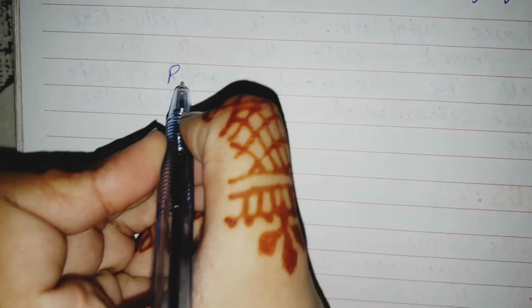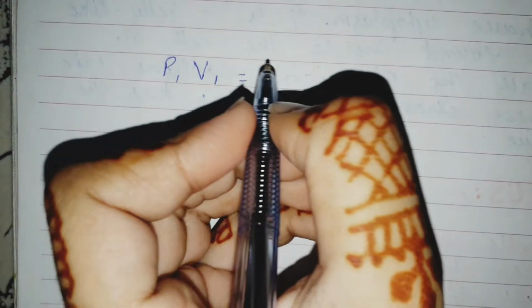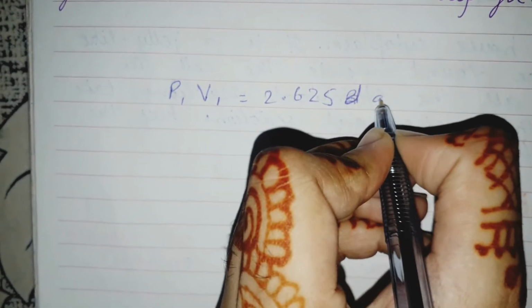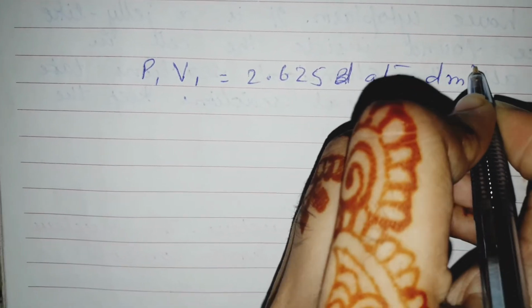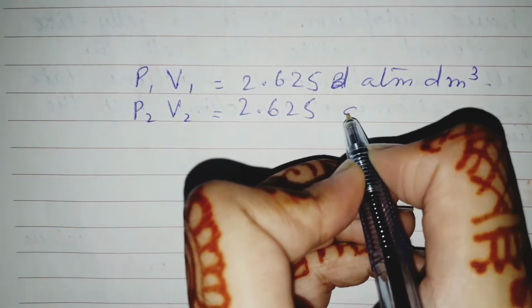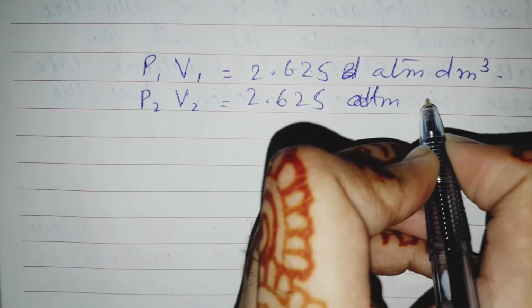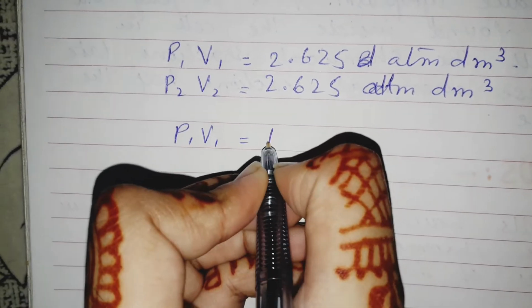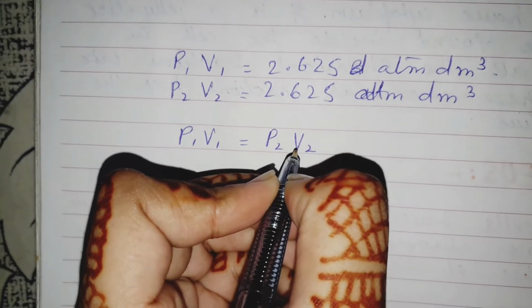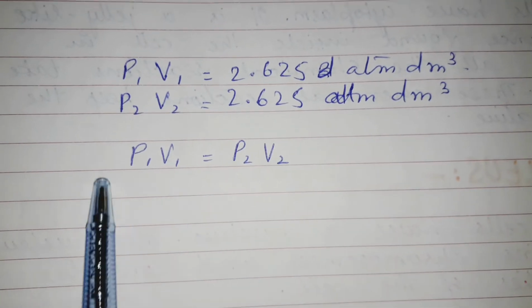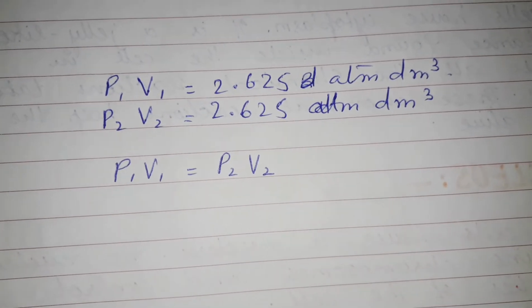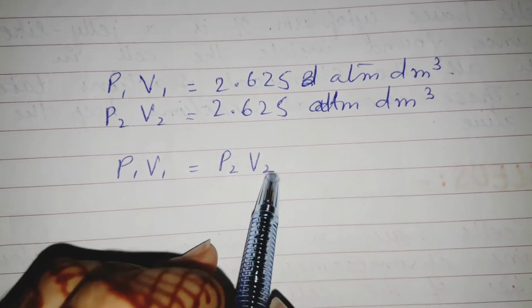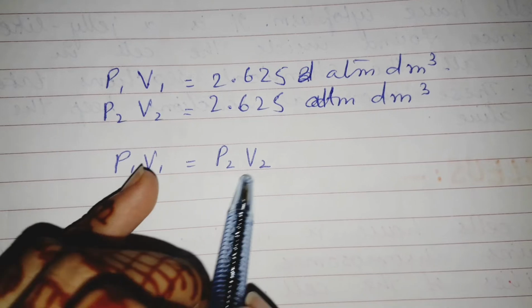So the value of P1 V1 is 2.625 atm decimeter cube, and the value of P2 V2 is also 2.625 atm decimeter cube. So we can say that P1 V1 is equals to P2 V2. So we can calculate any 1 of these values if any 3 of these values are given. For example, if we don't know P1 and we know V1, P2, V2, we can calculate P1 by knowing these 3 values.